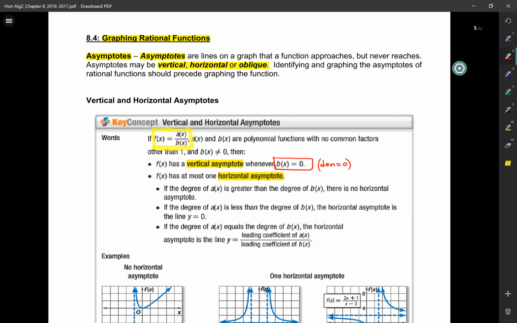So once you do that, you will get points, and some of the time those will give you asymptotes, and we'll talk about when those points are going to be asymptotes and when they're not going to be asymptotes. Okay.